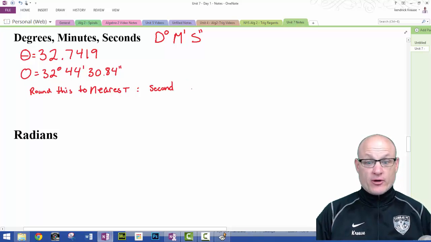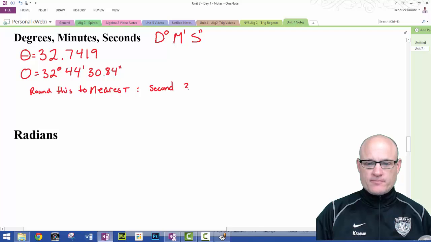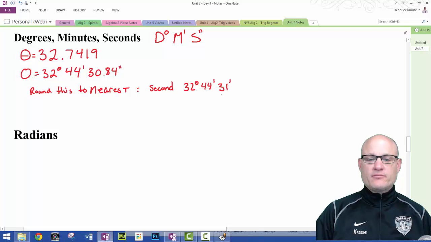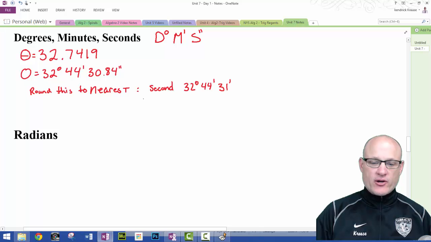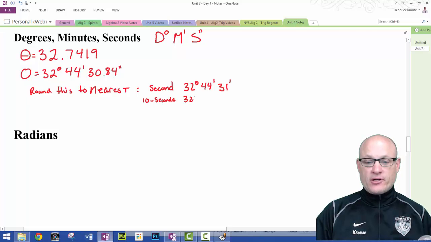Well, okay. To the nearest second, then it will be 32 degrees, 44 minutes, 31 seconds. Or I could tell you to round it to the nearest 10 seconds. That would be 32 degrees, 44 minutes, and 30 seconds, because rounded to the nearest 10 would be 30 seconds. Or I could tell you to round it to the nearest minute.